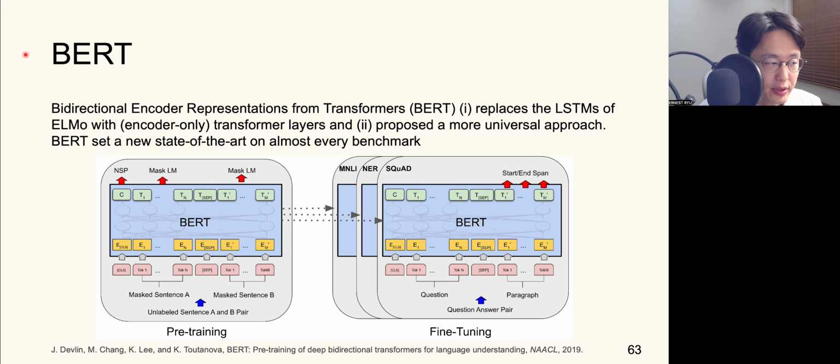So this leads to BERT. BERT is the abbreviation of Bidirectional Encoder Representations from Transformers. BERT replaces the LSTMs of ELMo with what's called the encoder-only transformer layers. BERT also proposes a more universal approach that unifies the approach for various NLP tasks. And BERT set a new state-of-the-art on almost every single NLP benchmark.